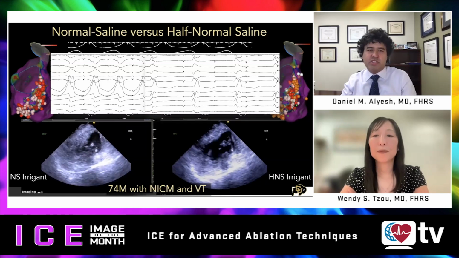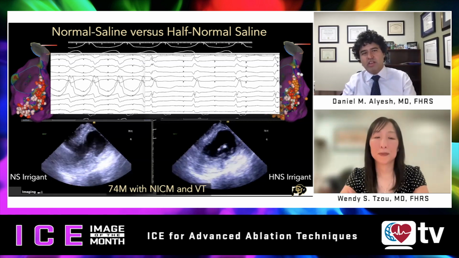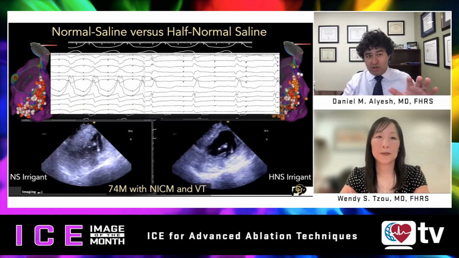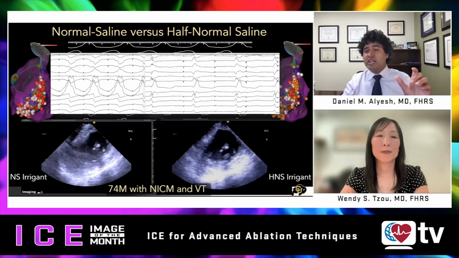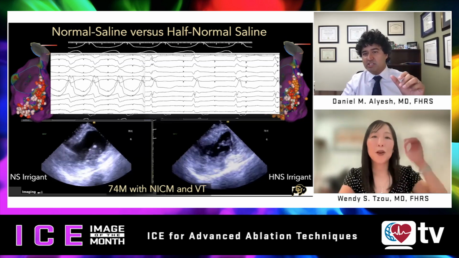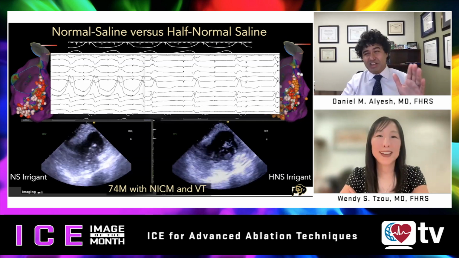So a couple comments on your slide here. Number one, looking in the upper left-hand corner. Those lesions that are on the CARTO map there, are those all your normal saline or combined half normal and normal saline? Those are all normal saline lesions. So really a valiant effort. Yes, we did try normal saline.